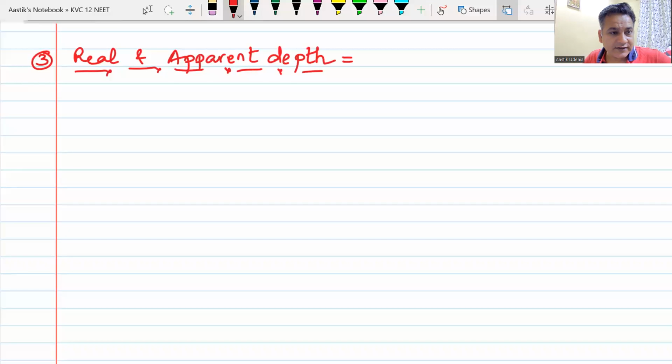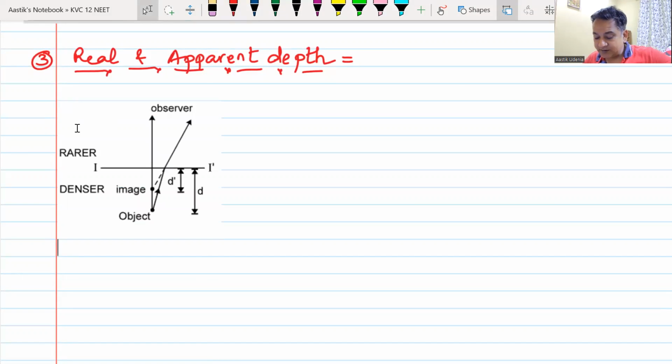We have an idea about this. Real depth and apparent depth. Now, can anyone tell me in which case, from where to where, will the object appear closer, and from where to where does the object appear farther?